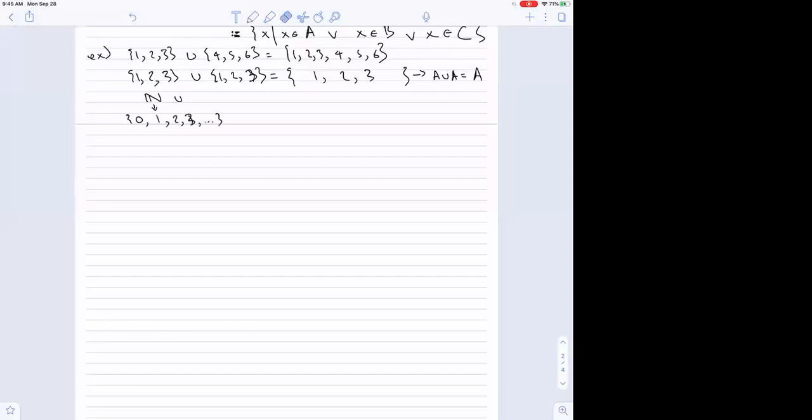So that's all of these numbers, and then we have Z. That's the integers, right? So that's 0, plus or minus 1, plus or minus 2, and so on and so forth. If we take the union of the natural numbers and the integers, what do you think the union would be in this case?